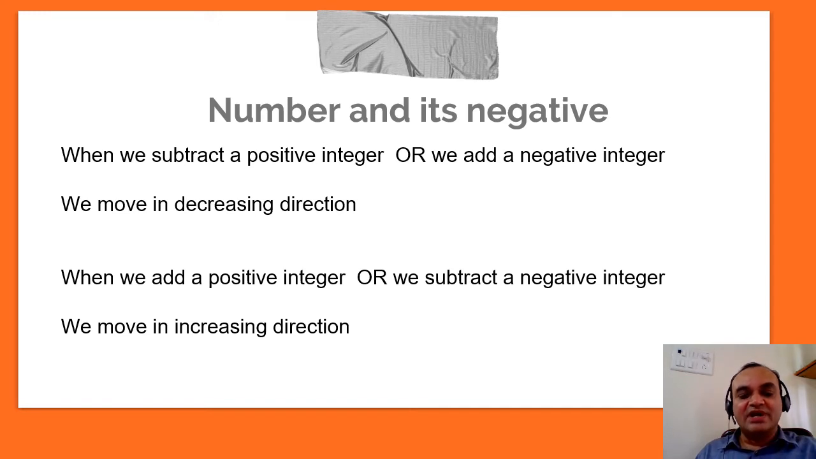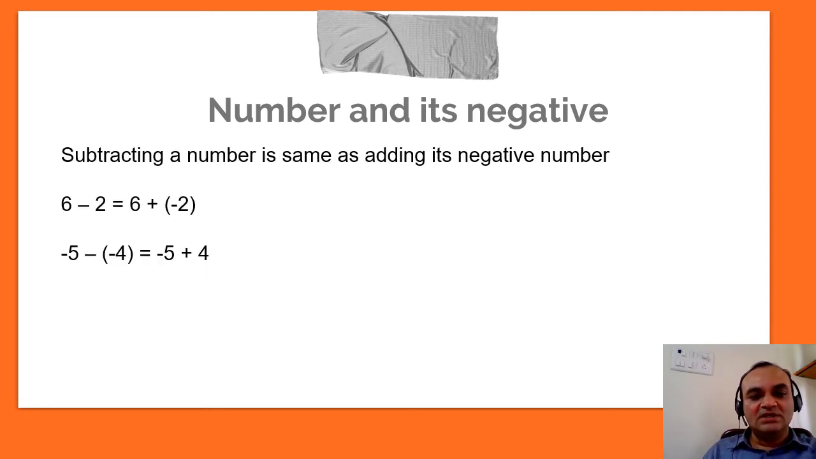And also when we added a positive integer or when we subtracted a negative integer, we moved in the increasing direction, or we moved to the right. So what it tells is, subtracting a number is the same as adding its negative number. So let's say we want to subtract 2 from 6. So we want to do 6 minus 2, which is the same as adding minus 2 or negative 2 to 6. So 6 minus 2 is the same as 6 plus negative 2.